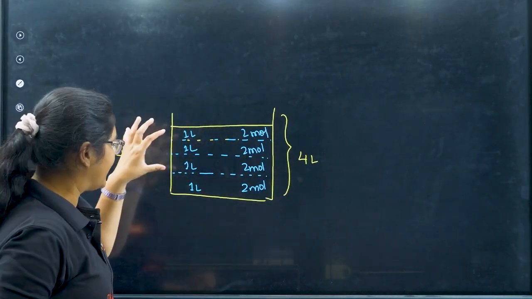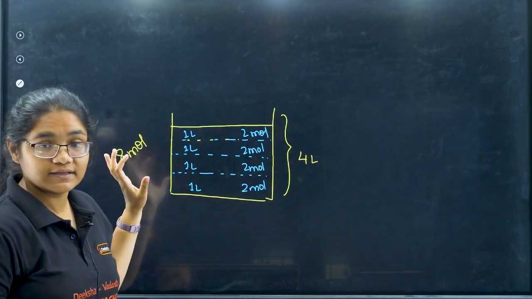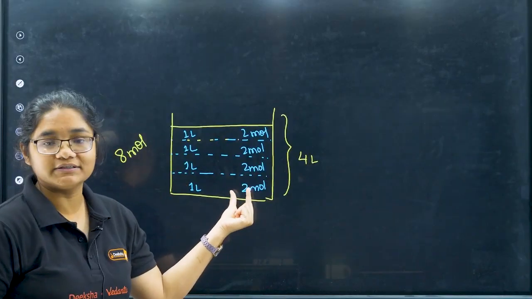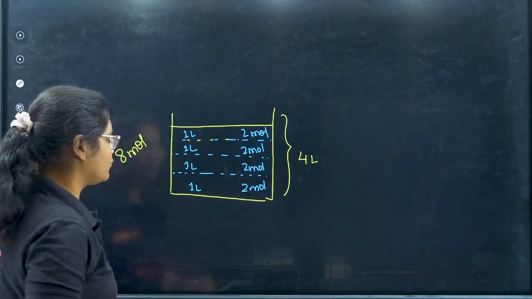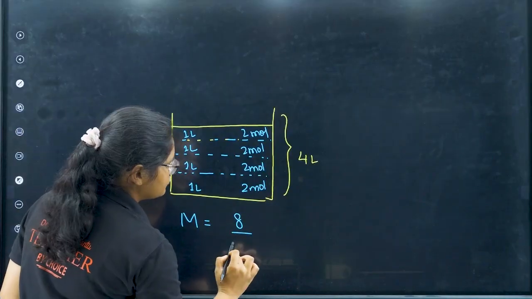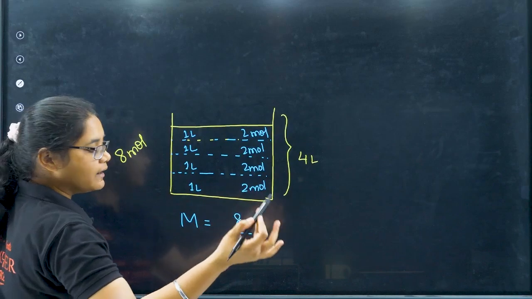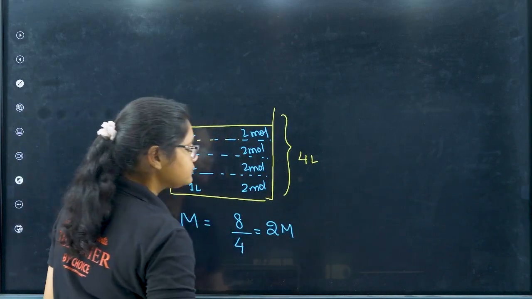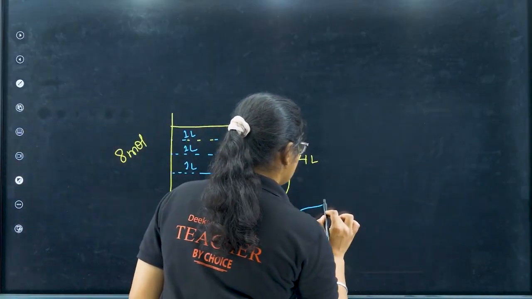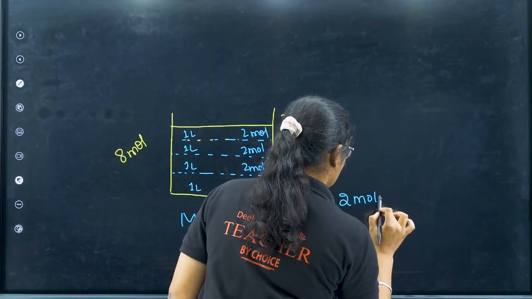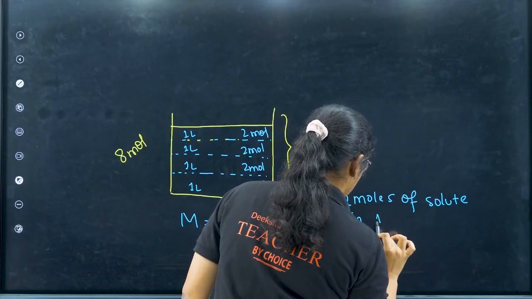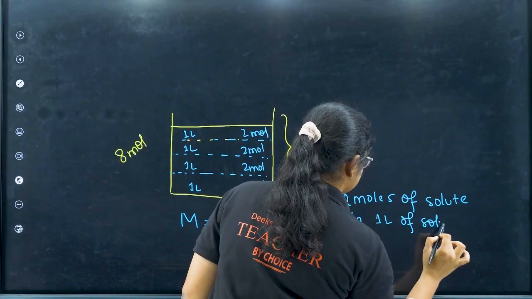Means in 4 liter there are 8 moles. But when we talk about molarity, we talk about how many moles are there in 1 liter. In 1 liter there will be 2. So if you calculate with the molarity formula, number of moles is 8, volume of the solution in liter, so it is already in liter, no need to multiply by 1000, and I will get 2. Molarity is designated as 2 M. Now this tells us that there will be 2 moles of solute in 1 liter of the solution.